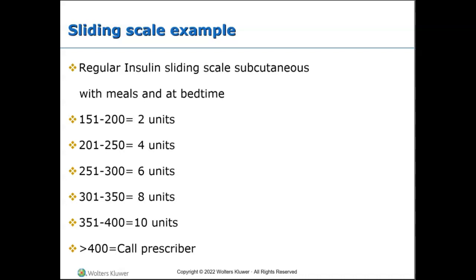Okay, sliding scales we have at every facility, whether it's a group home, SNF, hospice, hospitals, you name it. We all have what's called a sliding scale for our regular insulin that we give with meals and for many patients at bedtime as well. So this is a general sliding scale. They're all very, very similar. And it literally tells you if, for example, on this slide here, if your patient's blood glucose is between 201 and 250, you're going to give 4 units, right, of regular insulin.